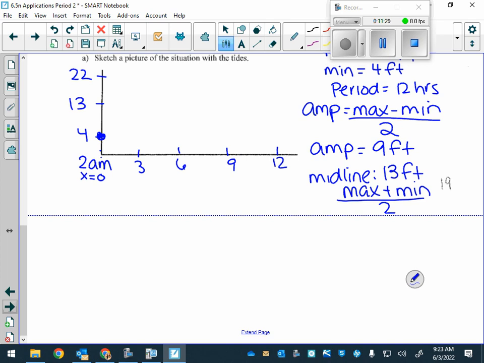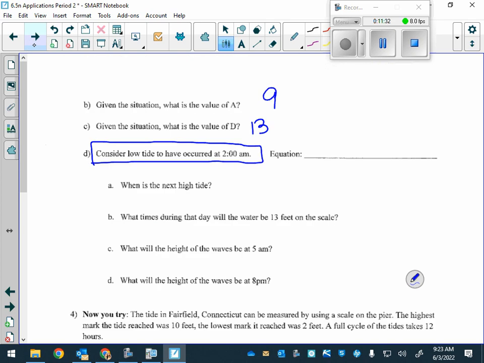So, if 2 a.m. is 0, what is going to happen now to my A value? If I'm starting at that minimum value, what would it be? It would be a reflection. So your equation is -9 cosine pi over 6x plus 13. So typically, all of our functions regarding word problems will most likely be negative cosine, unless it's a Ferris wheel saying that we're starting at the 3 o'clock position, then it would be a sine function.